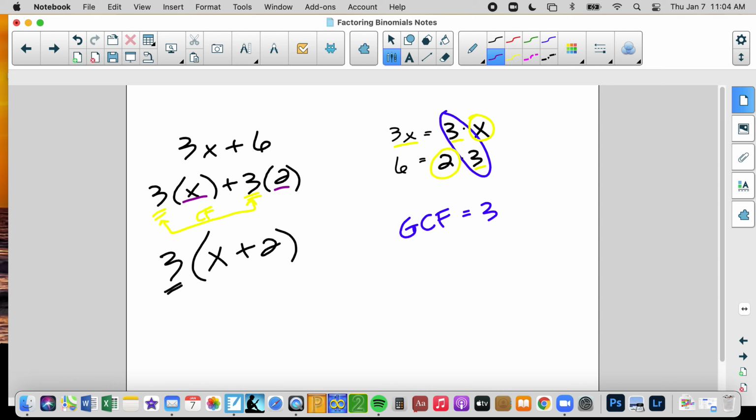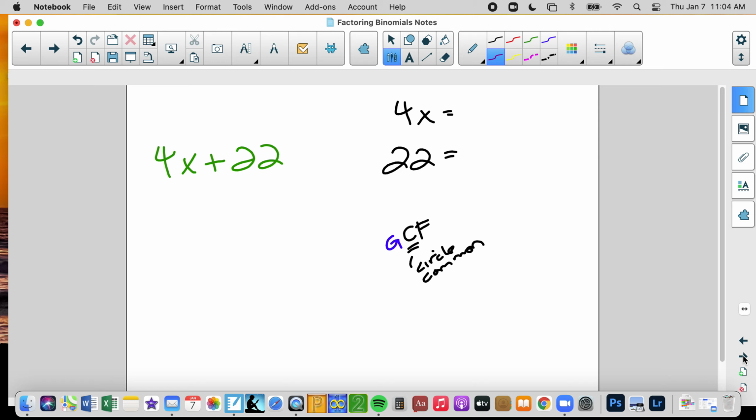So it's a reverse of distribution. If we went this way, it would look like just distribution, distributing that 3 to both of the terms. If we go the other direction, it's called factoring. So the technique and the best way to go about doing this, I feel, is you take the prime factorization of both of the terms.